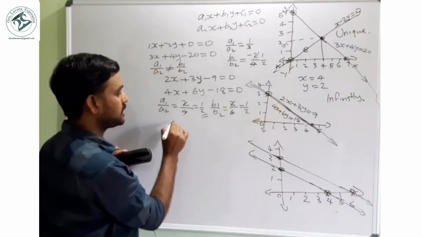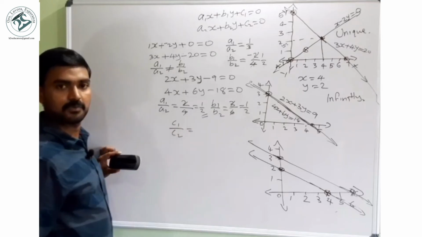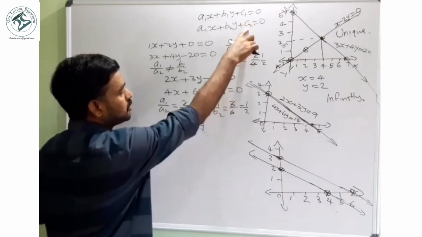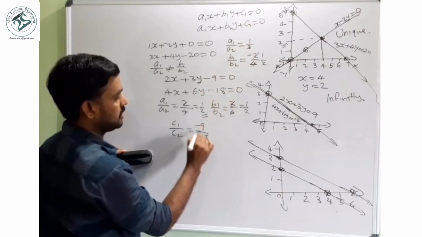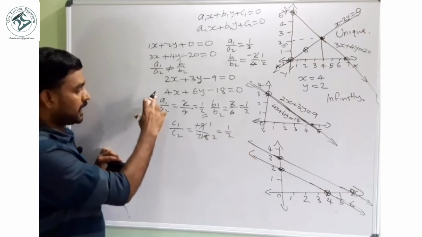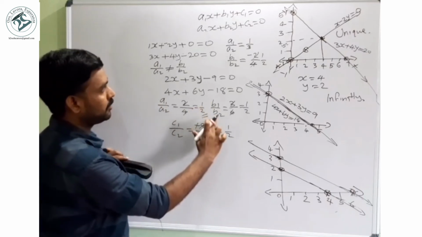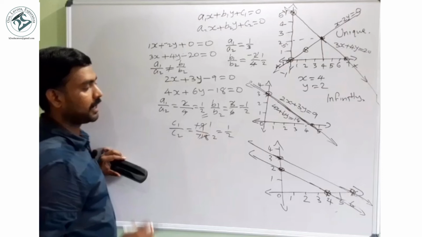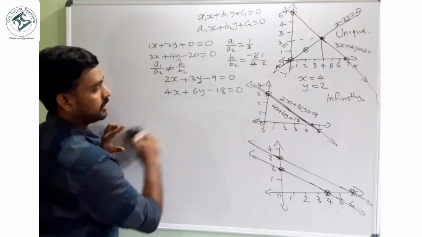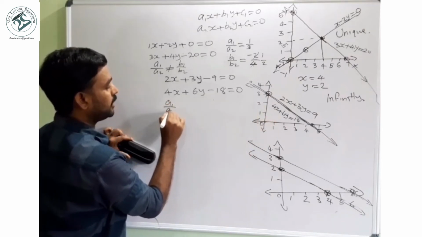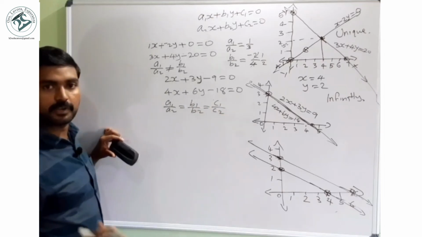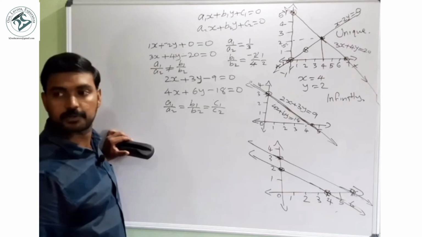In such cases you find c1 by c2 also. So we can check the answer, minus 9. c1 means constant, minus 9. c2 means second equation constant, minus 18. Here 1, here 2. So it is also equal to 1 by 2. So a1 by a2 answer is 1 by 2, b1 by b2 answer is 1 by 2, c1 by c2 answer is also 1 by 2 in the case of this equation. So we can write, in this graph we get a1 by a2 is equal to b1 by b2 is equal to c1 by c2. Now we can go for checking the third set of equations.